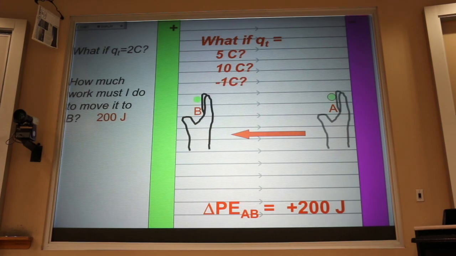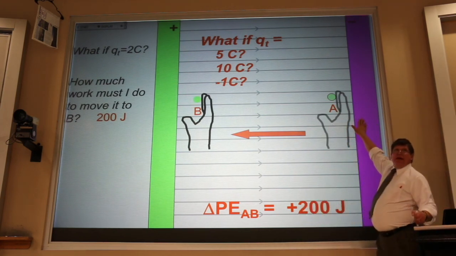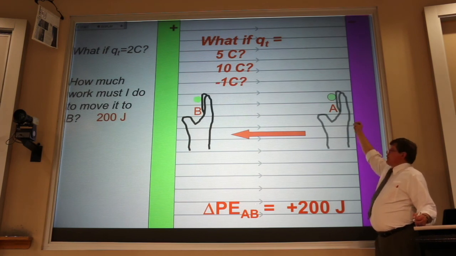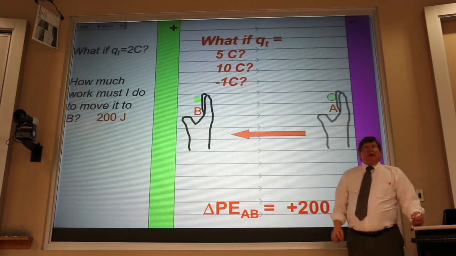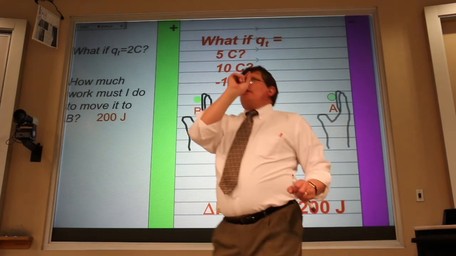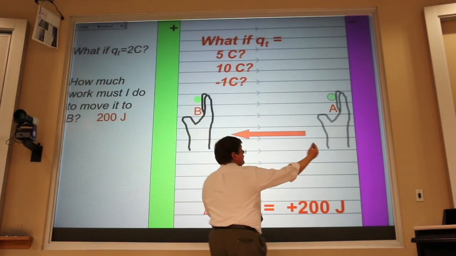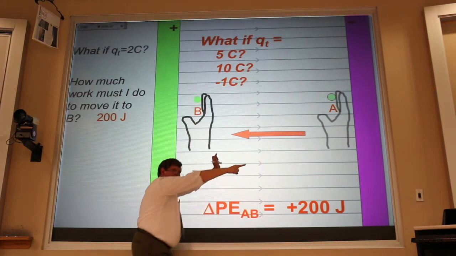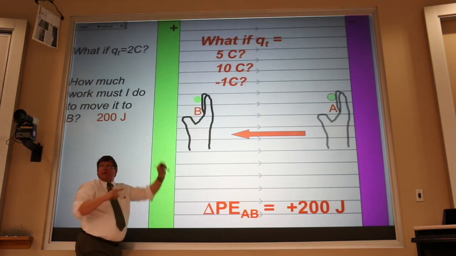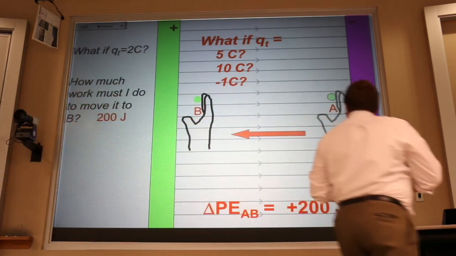What about a minus 1 coulomb? Well, a minus 1 coulomb doesn't want to be by the negative plate. If I let go of it, it's just going to race towards the positive plate. But I want to move this charge from rest at A to rest at B. So if it wants to fly that way, I've got to hold it back, and I've got to push this way while it's moving that way. What kind of work am I doing? Negative work. And so I would store minus 100 joules.